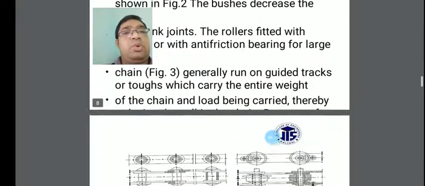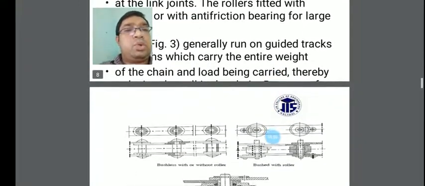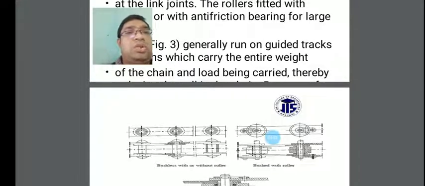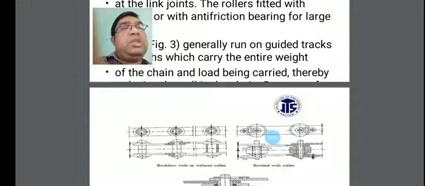And you can see that this is the bush with or without rollers. You can see that the bush with roller or without roller will decrease the wear rate, and anti-friction also will be considered according to this, with or without rollers.